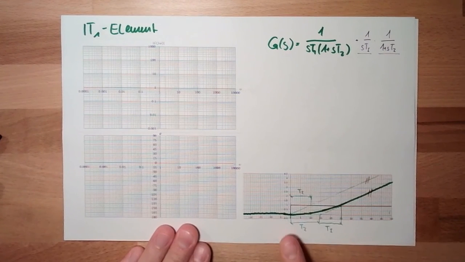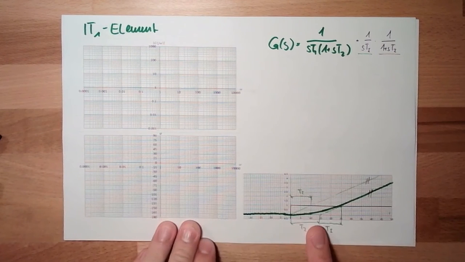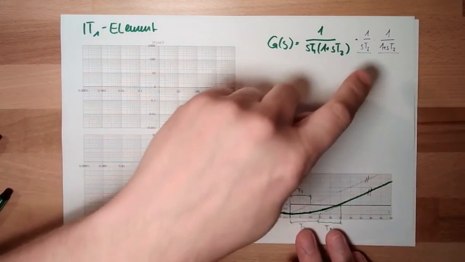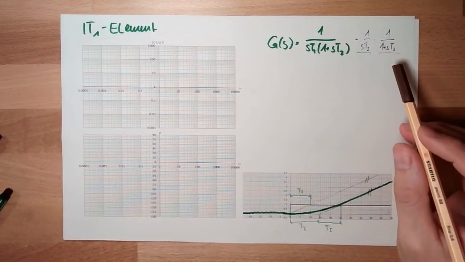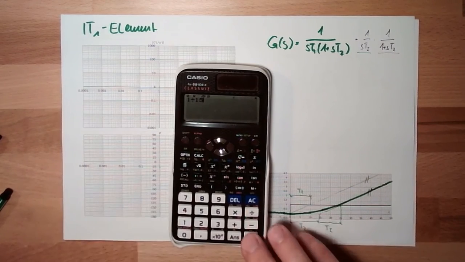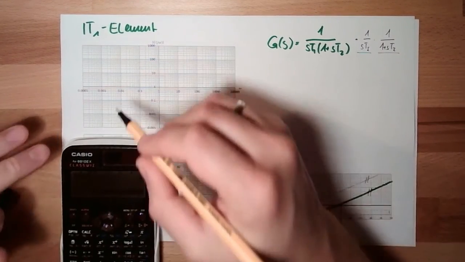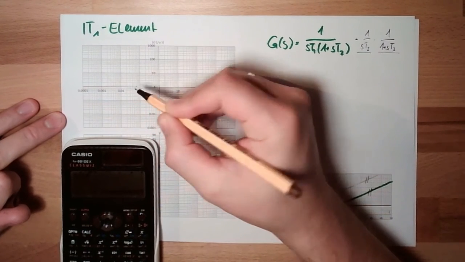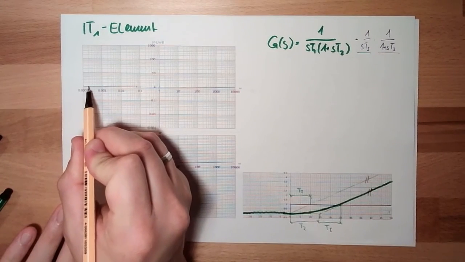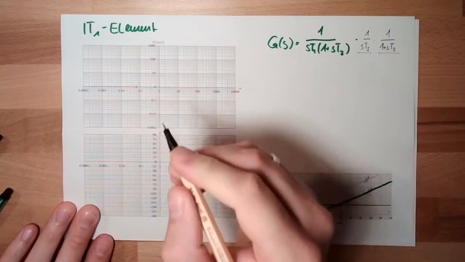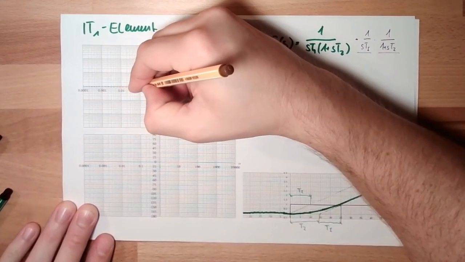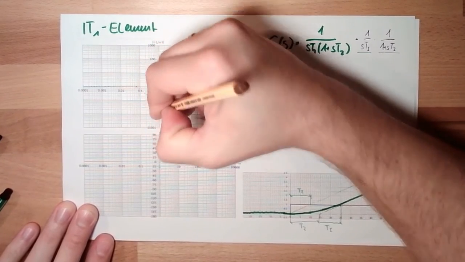Let's have a look at the Bode plot. Here, T2, I selected 15. The bend frequency of a PT1 element with T2 15 is 1 divided by 15. 1 divided by 15 equals 0.066. 1, 2, 3, 4, 5, 6. Here we are. Somewhere here. So this will be here, and here we're starting to bend to here, to here, to here. This is how the PT1 part is looking.